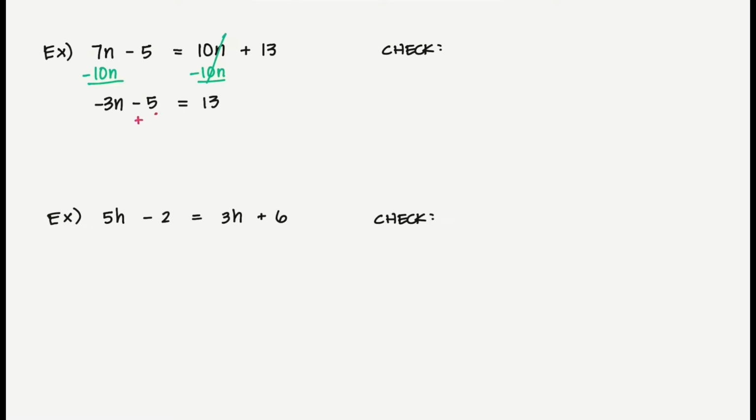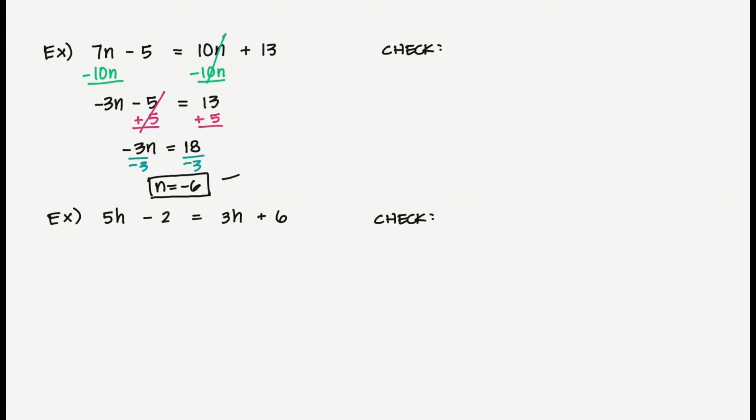Now I can move my lonely number to the right by adding 5. And then I am left with negative 3n is equal to 18. Final step, divide both sides by negative 3 to get rid of the leech. And my final answer, n, is equal to negative 6.